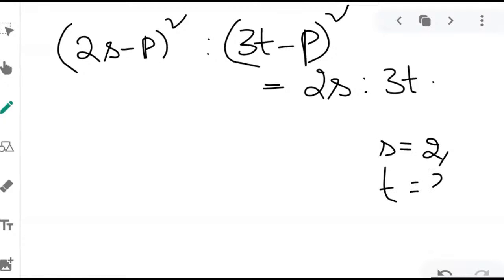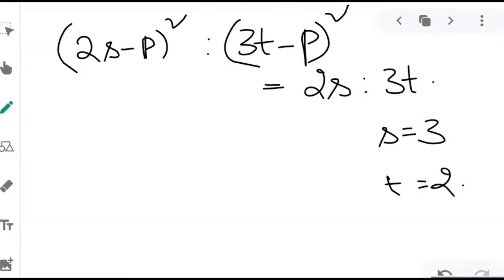Sorry, t is equal to 3 and substitute it here. Now what will you get? Or we'll take the reverse because that will make it easier for me here. s is equal to 3 and t equal to 2. So if you substitute s equal to 3, 2 into 3 is 6 minus p.